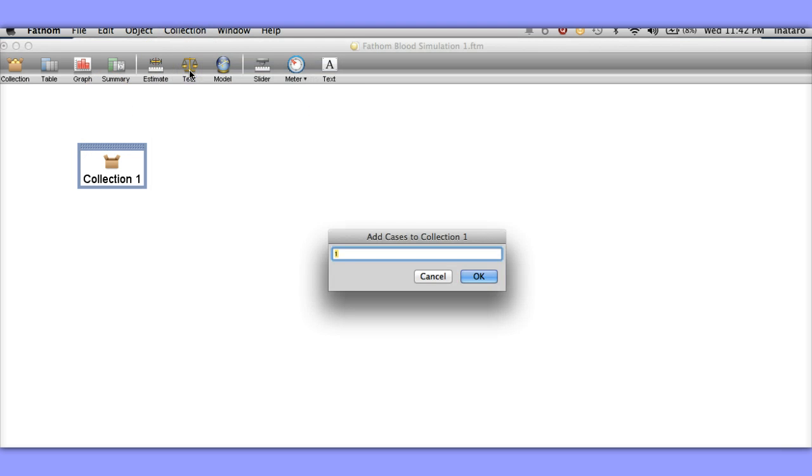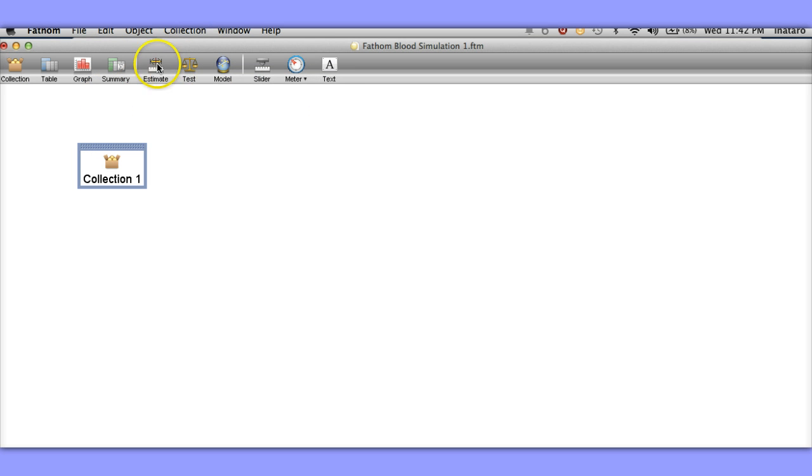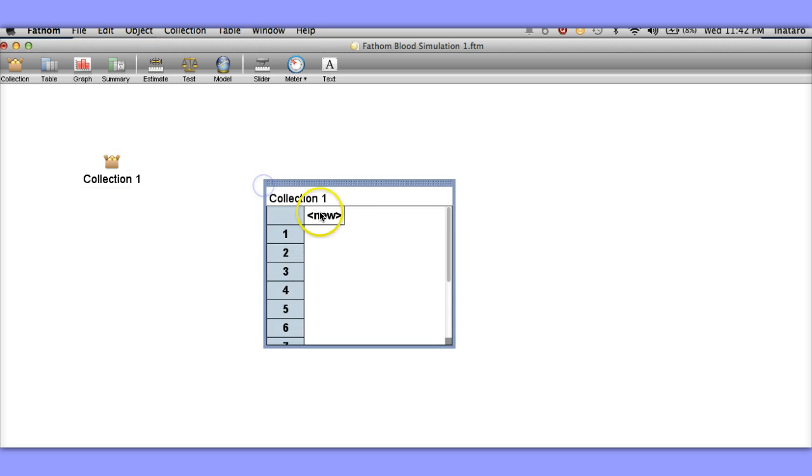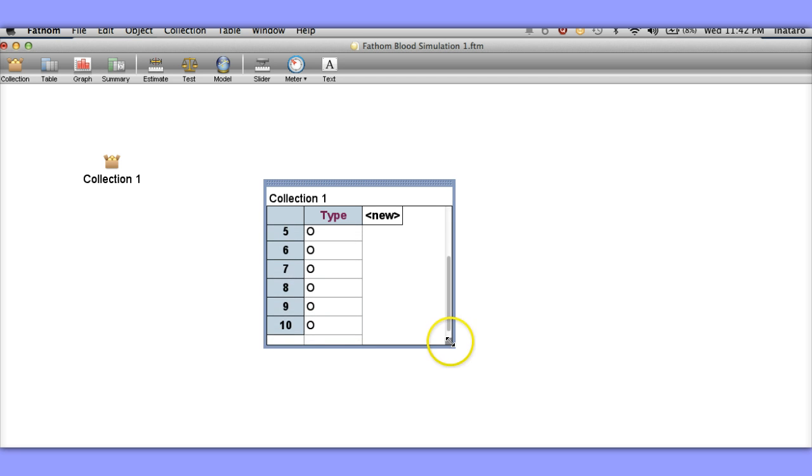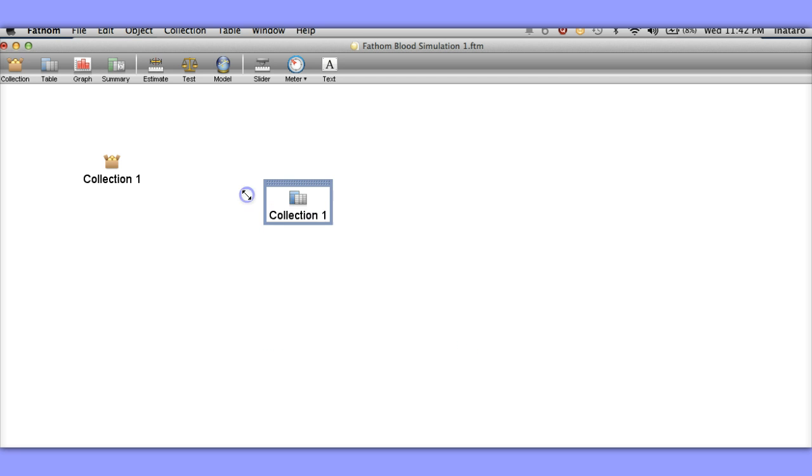Let's begin by dragging an empty collection off the shelf, and then let's add 10 new cases. Dragging the table, we're going to add a variable called type for blood type, and 40% of donors have type A blood. The remaining 60% have some type other than type A blood. So I've entered 4 A's and 6 O's to represent the 40% and 60%.